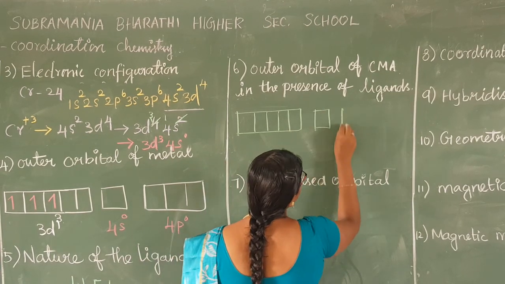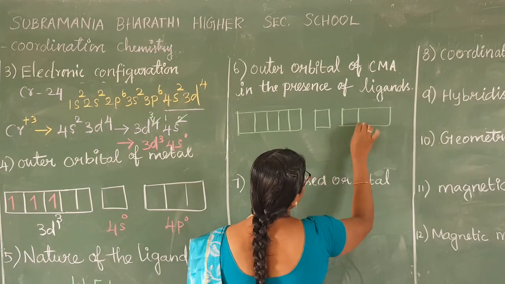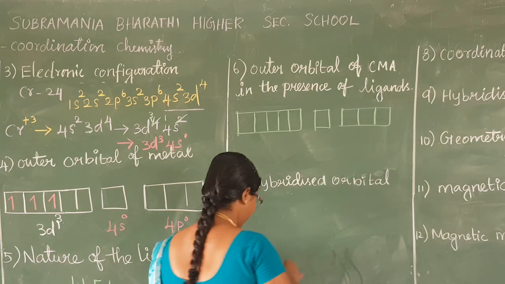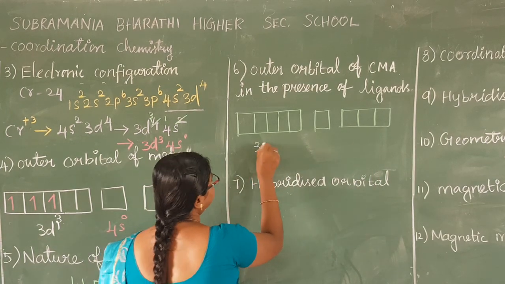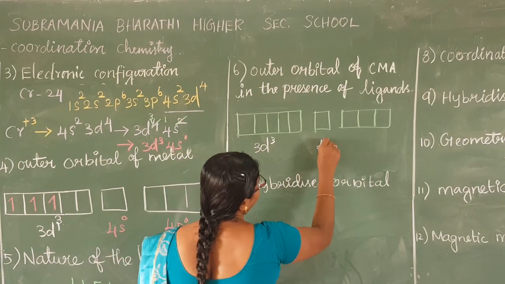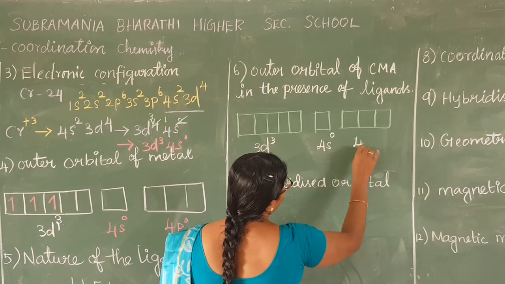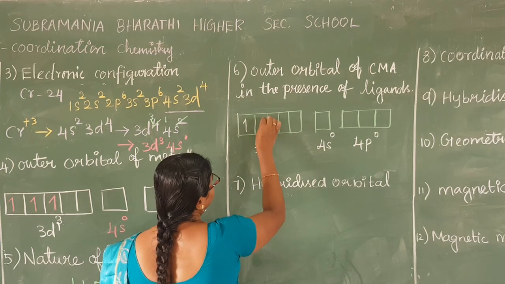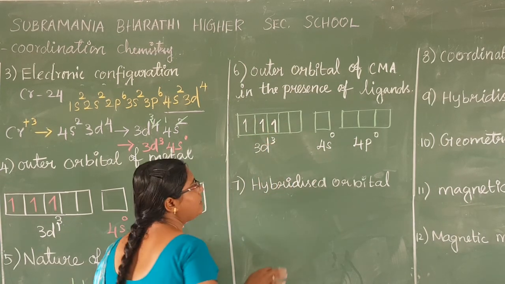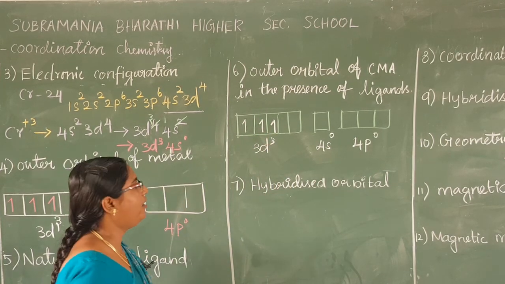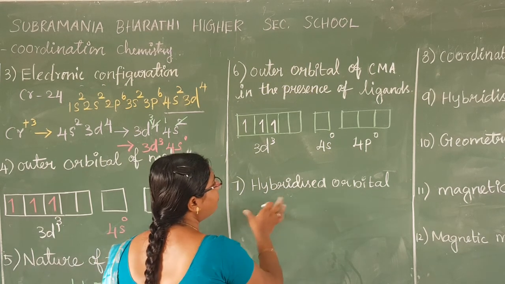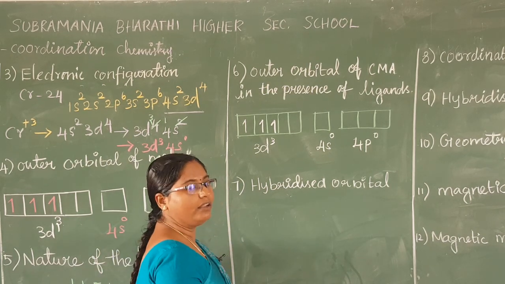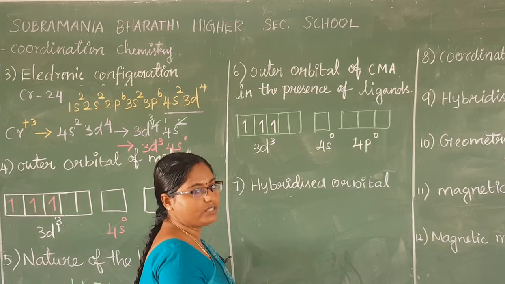Then 4s, then 4p: it is 3d3 and 4s 0 and 4p also 0. I am writing the electrons as it is. There are no changes and no pairing will be taking place. Then I have to write the hybridized orbital. You know what hybridization is already.